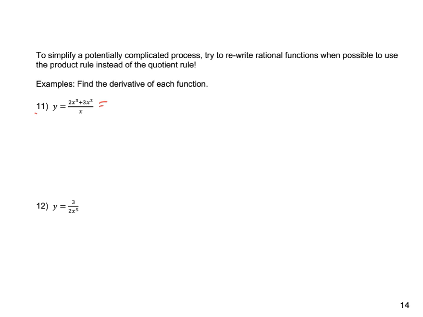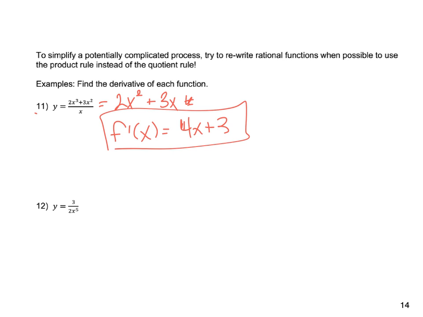So by simplifying, I'm basically canceling out x to the first from every single term. It would simplify to 2x squared plus 3x. So this simplifies to a function that you can just very easily apply the power rule to. So the derivative would just be 4x plus 3. We would arrive at that derivative if we applied the quotient rule. It would just be a little bit longer of a process.